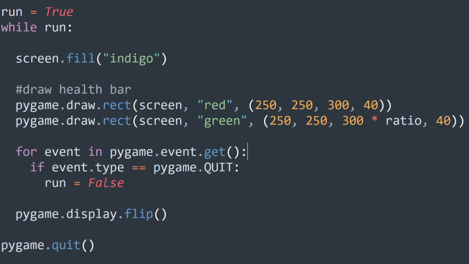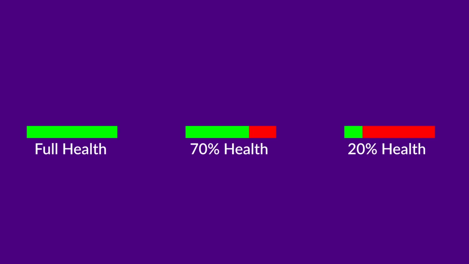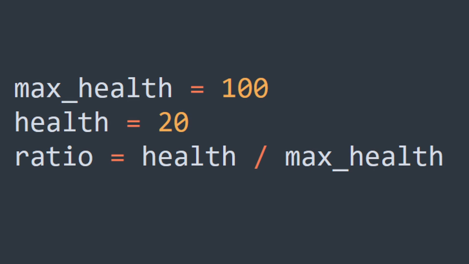Notice that the second one has an additional variable called ratio. This is the ratio of remaining health to maximum health, and allows us to adjust the width accordingly, like this. The ratio can be calculated by dividing the remaining health by the maximum health. Now let's pull that code together into a class.